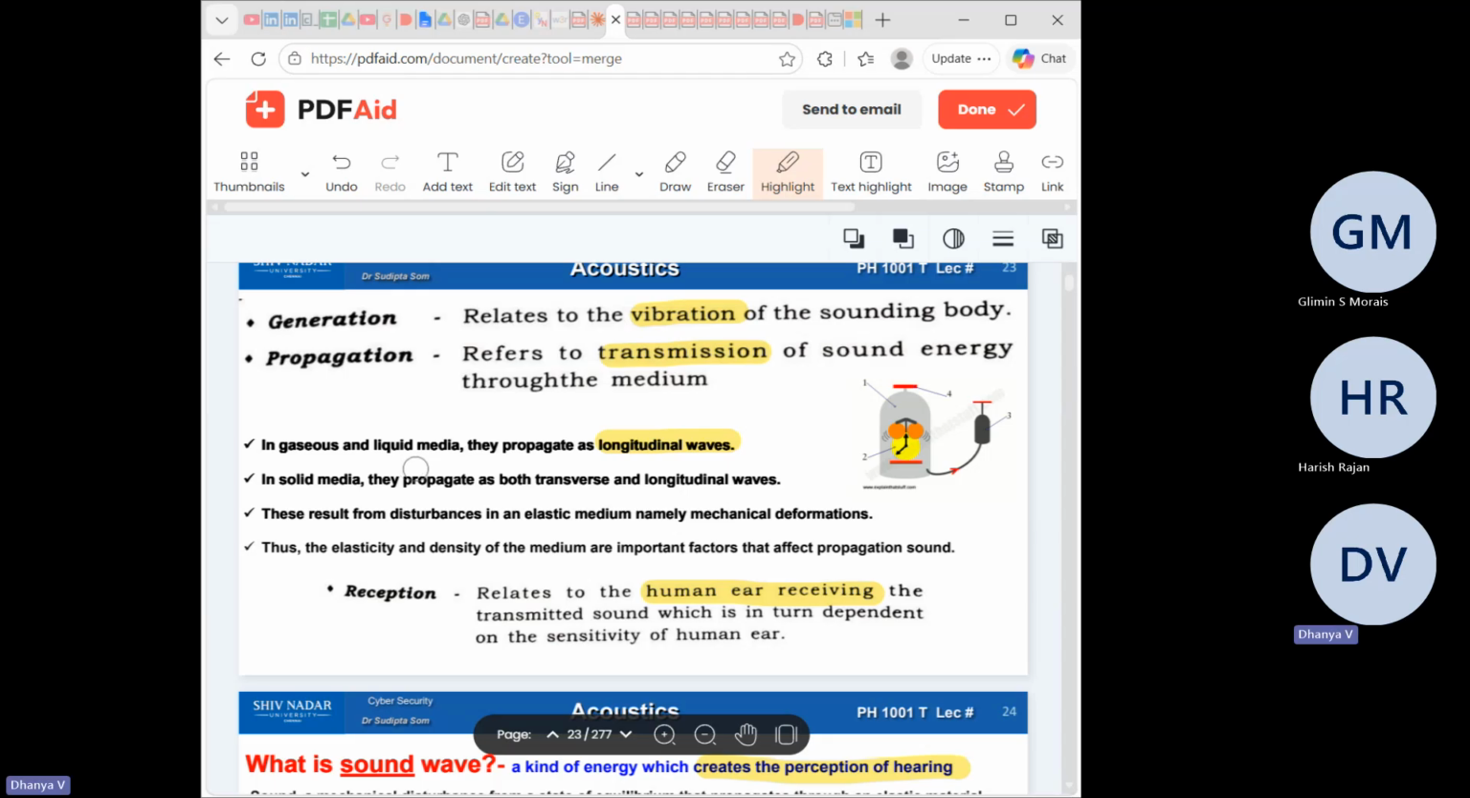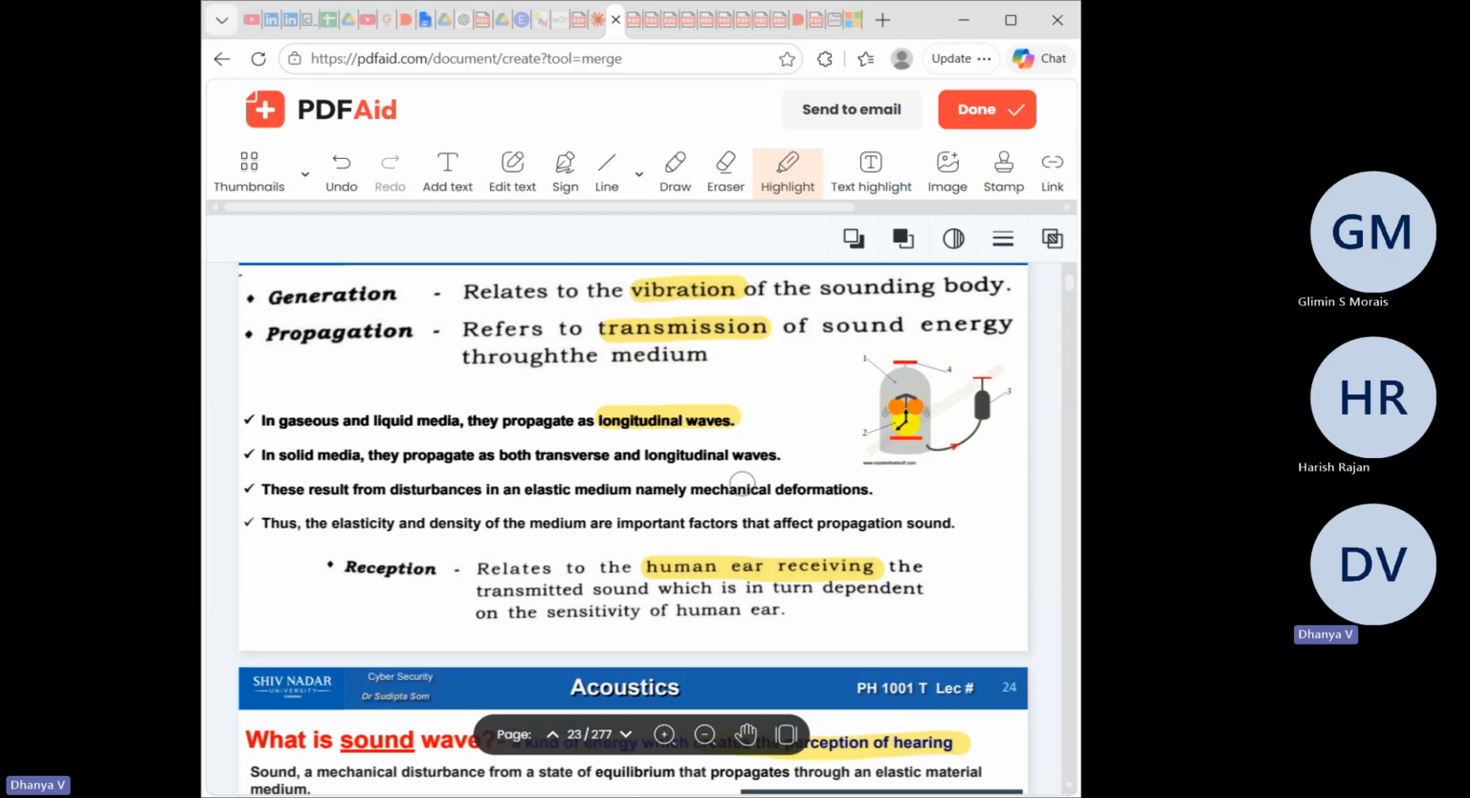Okay, so in gaseous and liquid media, sound propagates as longitudinal waves, as in, the waves are parallel to the initial wave pattern. Okay. And then the transverse wave has a crest and trough, which is perpendicular to each other. Okay. So in solid medium, they propagate both as transverse and longitudinal waves.